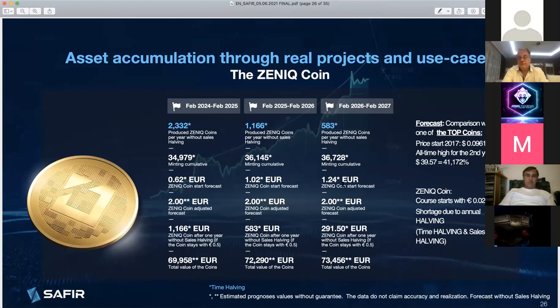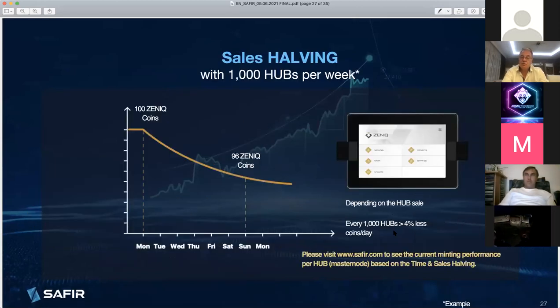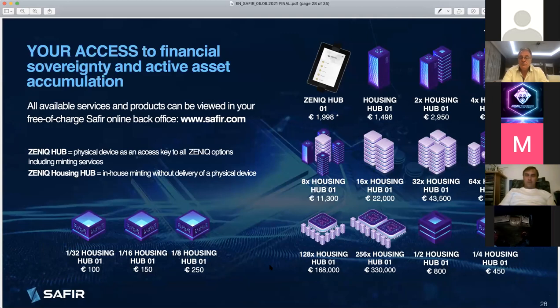Look 4 to 6 years ahead. Where will we be? What will be the price of the ZENIQ token? And what will be the earning of each and every one who are minting the ZENIQ tokens today for a production value of 2 cents? That is more important. So our products start from 100 euro.